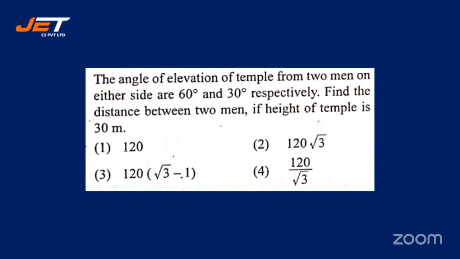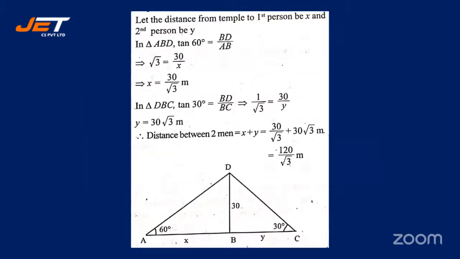Okay. So here also it is clearly explained. We are assuming that the distance from the temple to the first person is x and the second person is y, because the angle of elevation of the temple from two men is on either side. Either side means they are on opposite sides. One you are assuming to be x and the other you are assuming to be y.